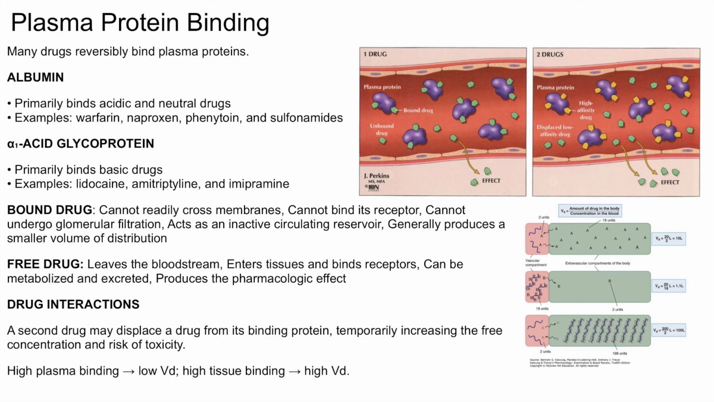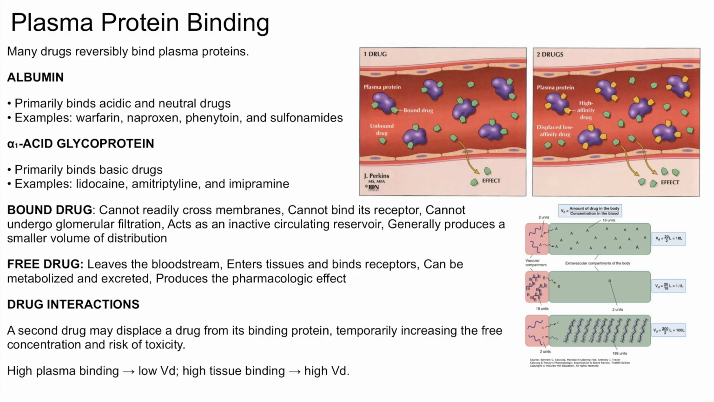So many drugs bind reversibly to plasma proteins. Albumin primarily binds acidic and neutral drugs, including warfarin, naproxen, phenytoin, and many sulfonamides. Alpha-1 acid glycoprotein primarily binds basic drugs such as lidocaine and tricyclic antidepressants. Protein-bound drug does not readily cross membranes. Remember, they act as that reservoir. So thus, they do not bind receptors, undergo glomerular filtration, or produce an immediate pharmacological effect. It acts as a circulating reservoir. Okay, that's the big takeaway here.